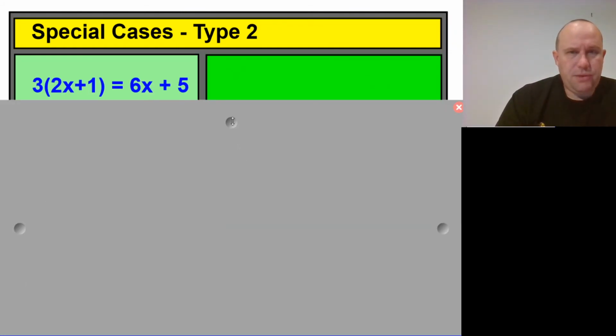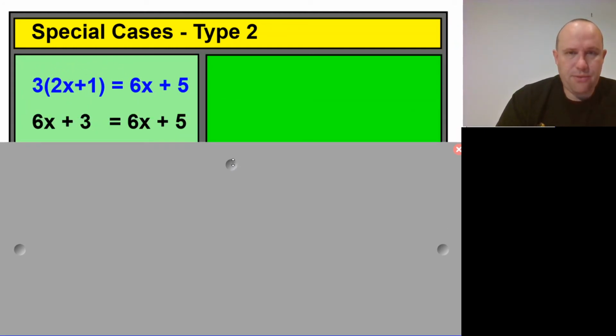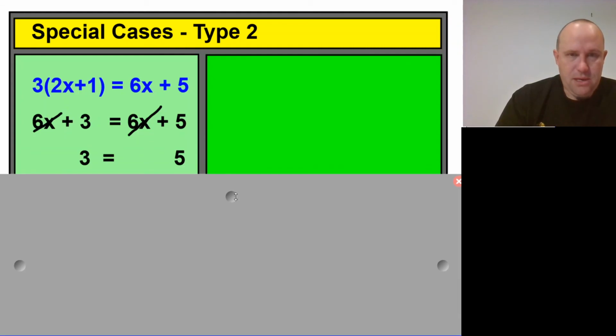The other type of question, which is similar as well, this time just one set of parentheses. 3 times 2x is 6x. 3 times 1 is 3. Notice I have x's on both sides, and notice again I have the same number of x's, so we know it's that special case. So if I take away 6x from both sides, I get 3 equals 5.